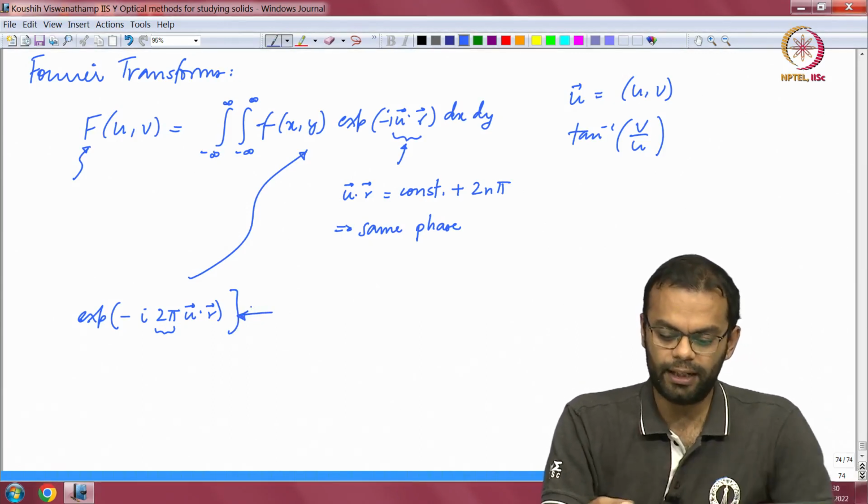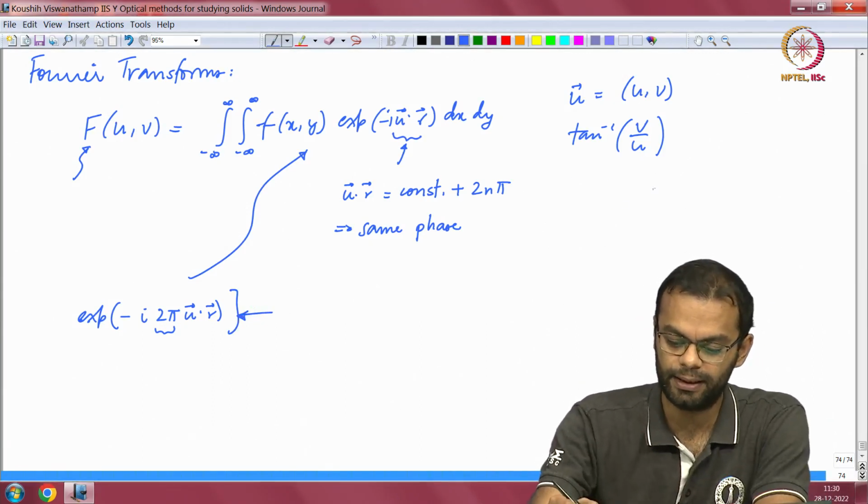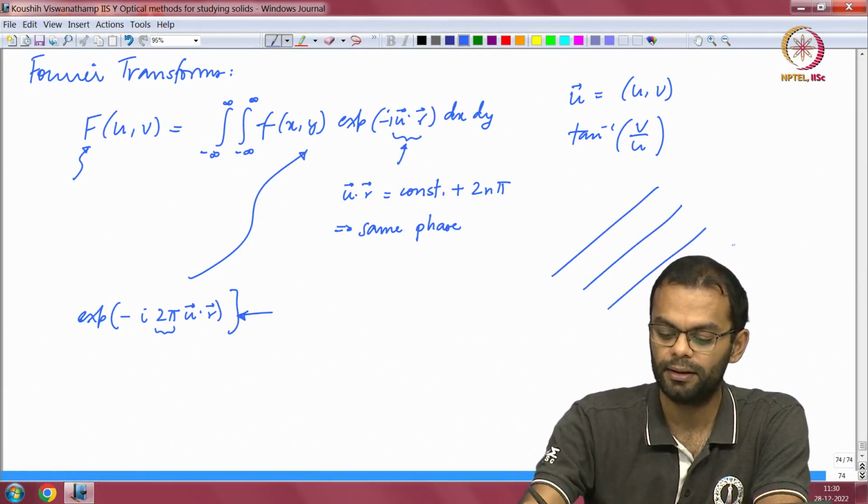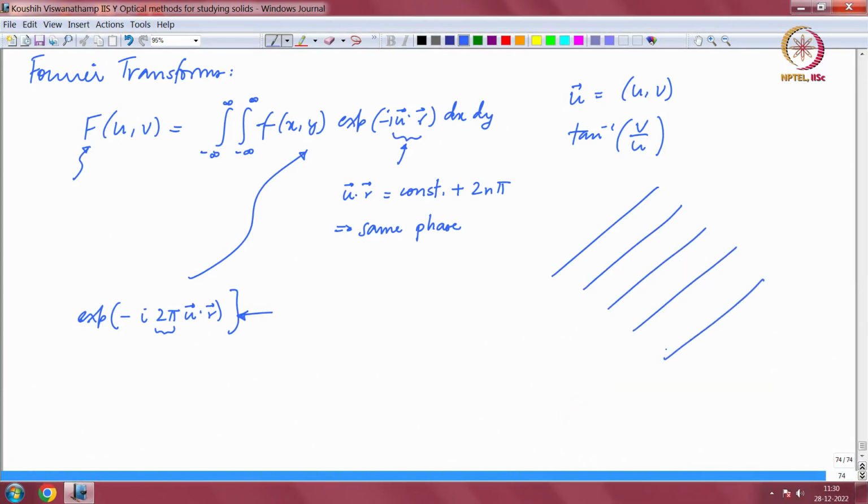So, that is one piece of information. Now, towards the end I mentioned that there seems to be some relation between this family of parallel lines corresponding to this tan inverse v by u for a given pair of values u comma v, or for a given vector u, and this is not a coincidence. So, if you think about the equation of a line, this is what the equation of a line in 2D looks like.